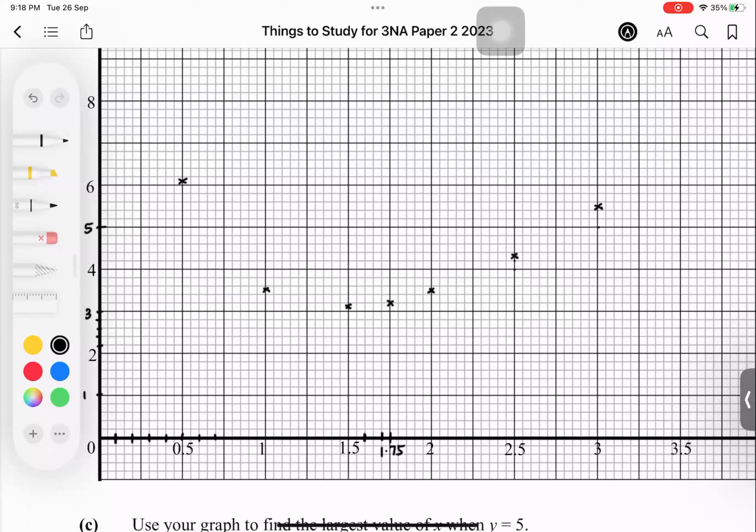Then you draw. Alamak, my hand shaking. This one is the one with the Nike tick. Alamak, my hand shaking.